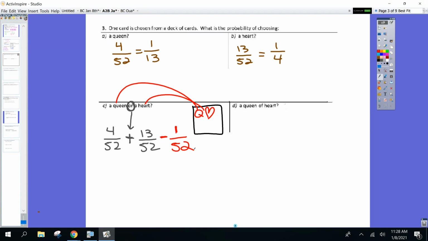All right, everyone see why I need to subtract 1 from it? Because I counted it as a queen and I counted it as a heart, but I could only count it once. So that's why I need to subtract out the 1 they have in common.